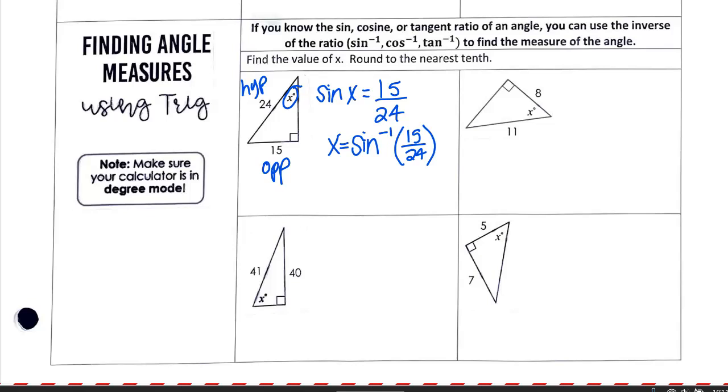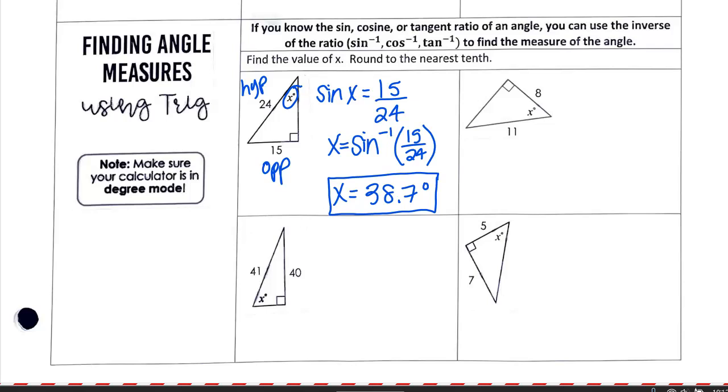It's also really helpful if you forget to put your calculator in degree mode, because at least I can see that you understood how to solve the problem. All right, so then I plug this into my calculator exactly as I've written it, and I get x is 38.7 degrees. That is another important thing to remember. If you just found an angle measure, you need to put that degree symbol on your answer or you will get points off.